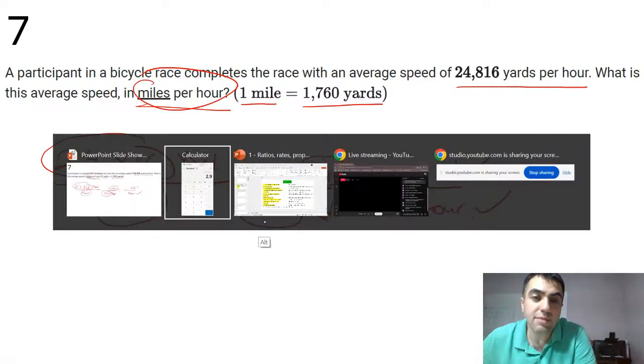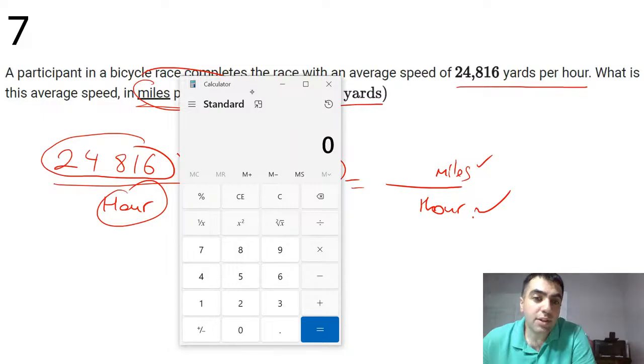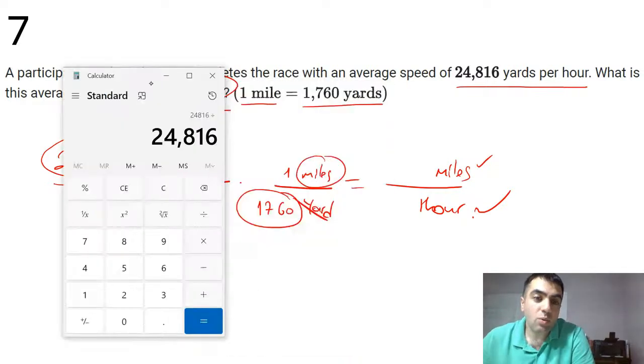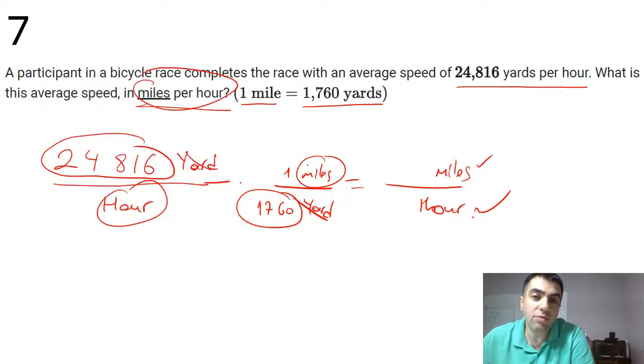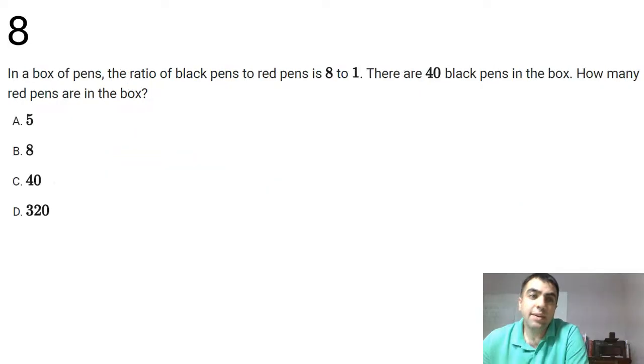We see that it is miles over hour, as you see, and we should divide by these numbers. Let's divide, let me write here, 24,860 over 1,760, and we get 14.1. The answer is 14.1. Okay. Next question.